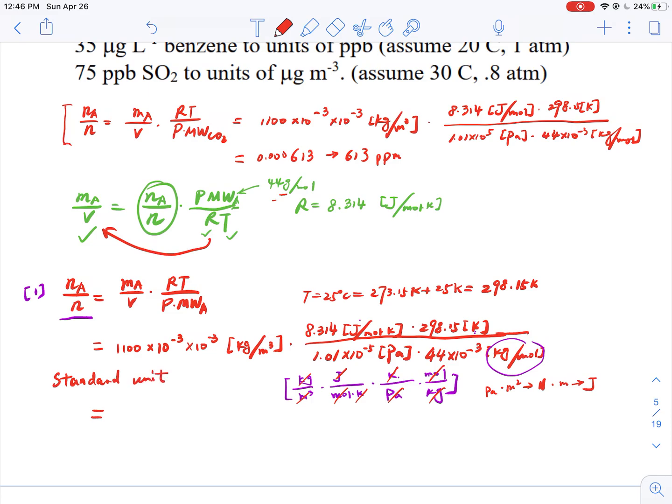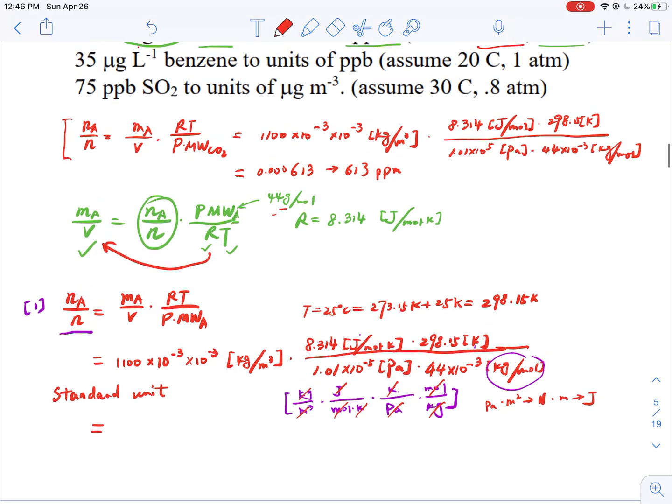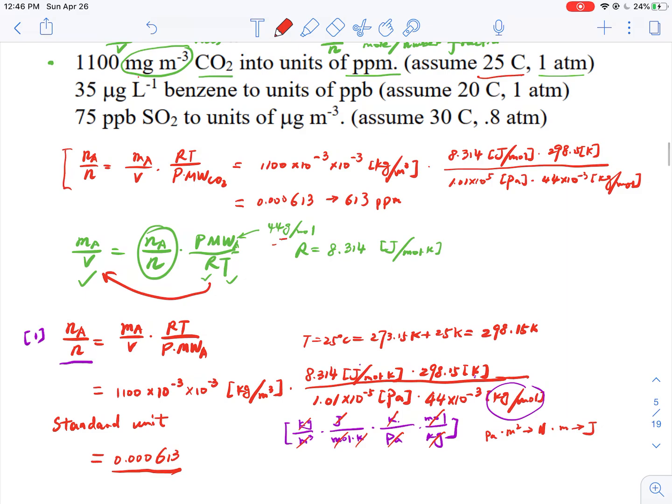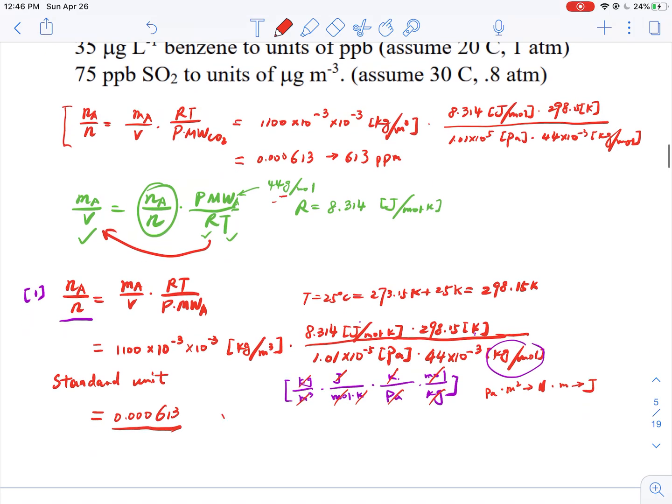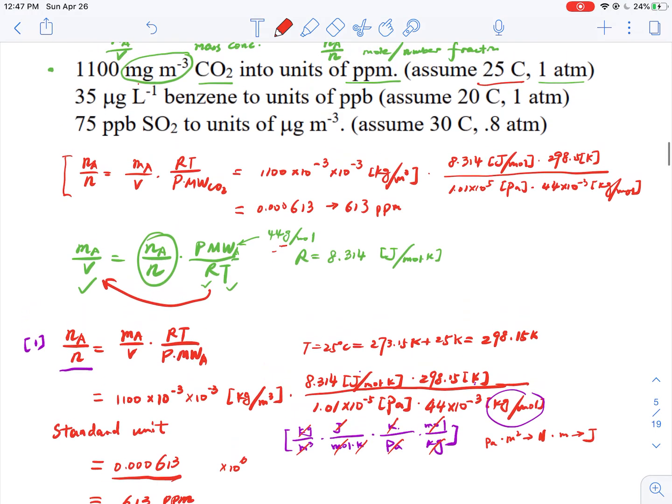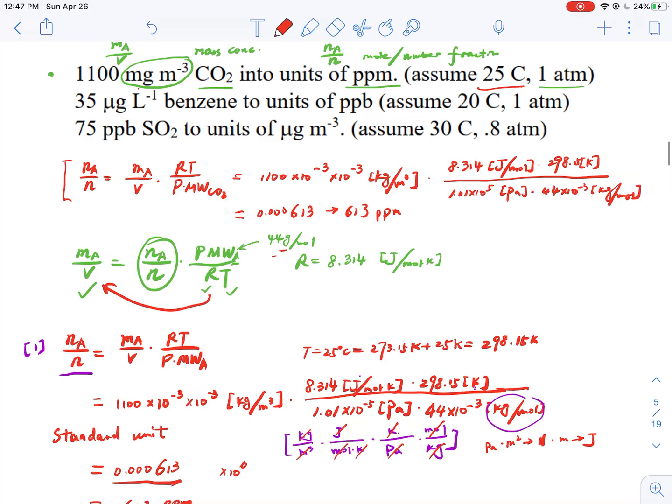Okay, so if you use a calculator and plug in everything, you can find out that the number is 0.000613. It wants us to use ppm. So ppm is parts per million, right? What we do is directly multiply by 10 to the 6, which is 1 million, and that's going to be 613 ppm. So this is how we can convert one unit to the other.